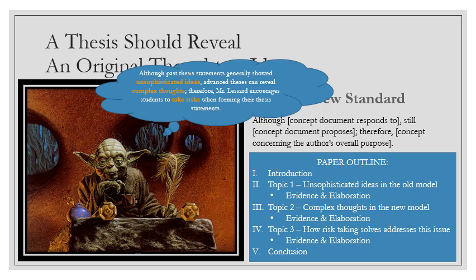So the first major part of the paper, you know, it's Roman numeral 2, but the first major part of the paper would be about unsophisticated ideas from the old models of thesis. You'd have to provide evidence and elaborate on how that evidence is showing unsophisticated ideas. The second part of the paper then allows you to move into complex thoughts that are possible in the new model.